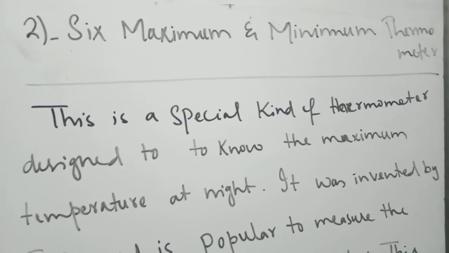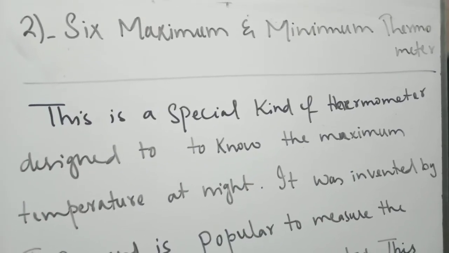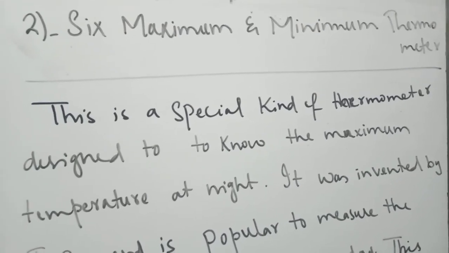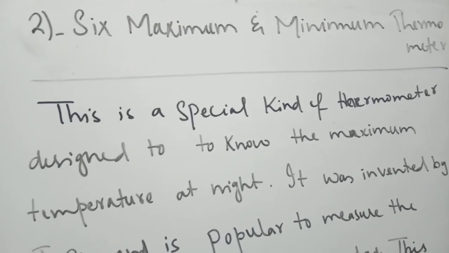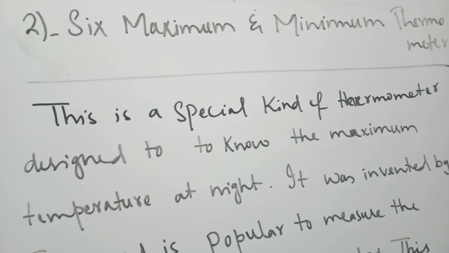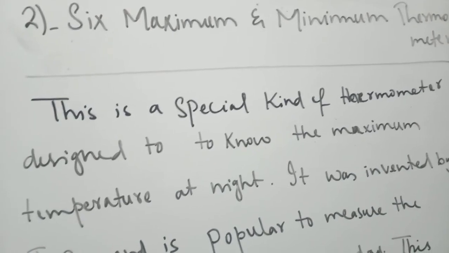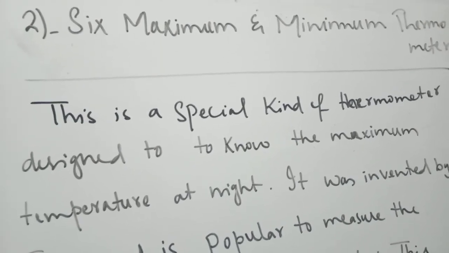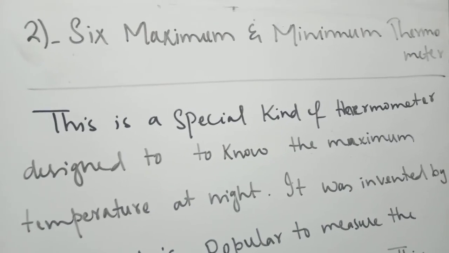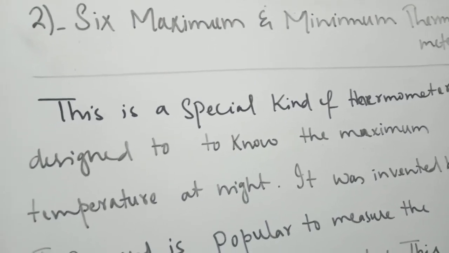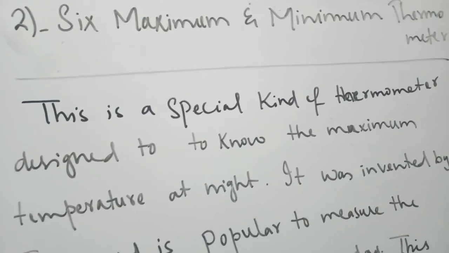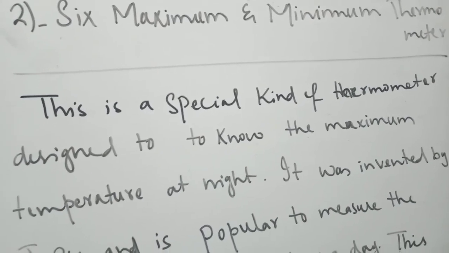Okay, here you can see the second category of the weather instrument. We have seen the simple thermometer, in which we used just the simplest type of material to measure the temperature. Here we can see the second category, that is the Six's maximum and minimum thermometer. This is the name, and this shows how efficient it is to record and measure temperature.